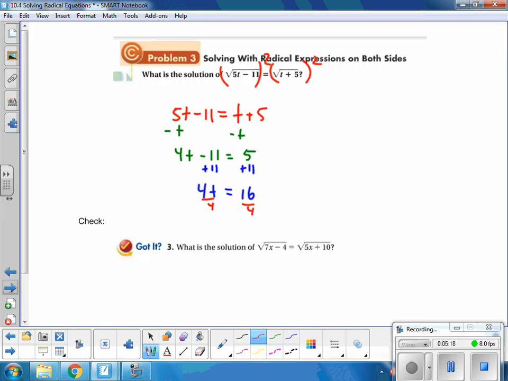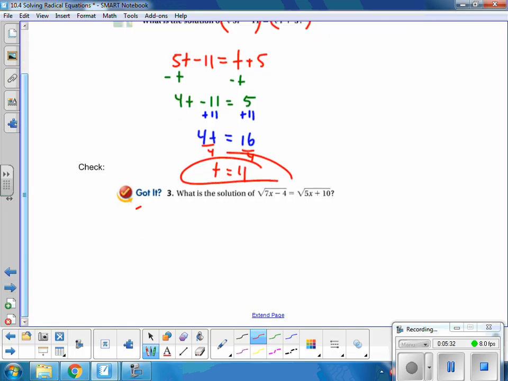Now, a bunch of you do this stuff in your head, so just be careful when you do that so you don't skip any steps in this one. I get t equals 4. And that indeed is the correct answer. And look at here. Check it. You got it. Press pause. You see what you can do.